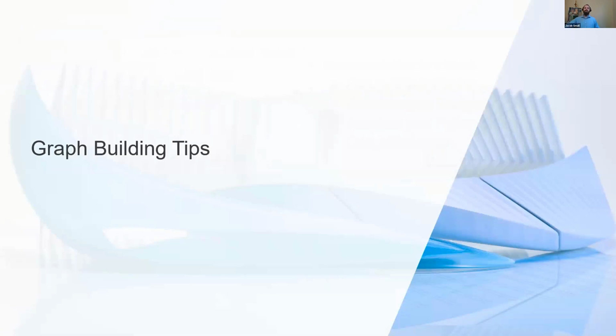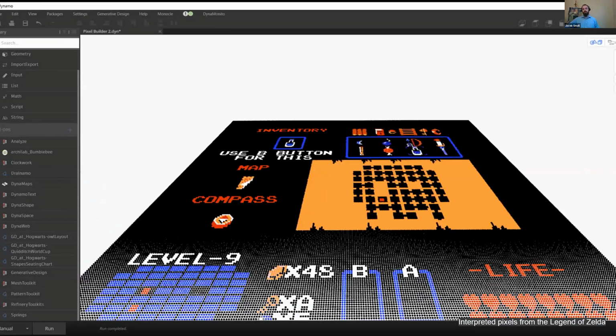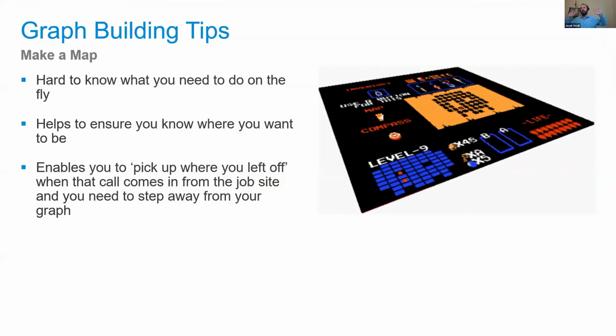So starting right off the bat with some graph building tips. Much like many of our 8-bit adventures, it can really help to have a map as you go. So what I recommend, always start your process by writing out the steps, right? This ensures that you have some sort of thought in terms of where you want to go next.